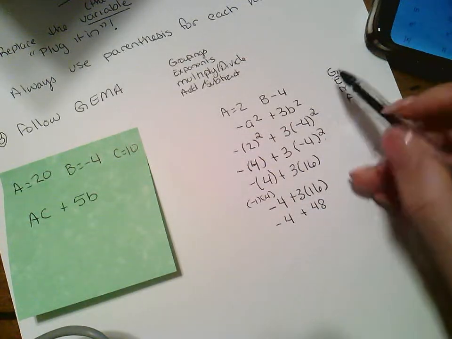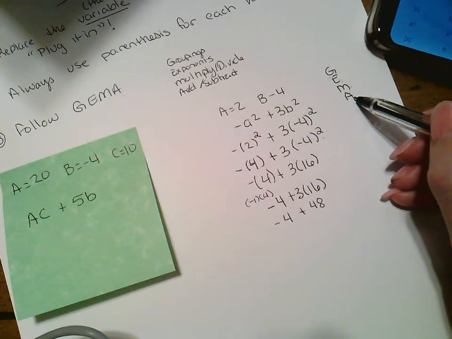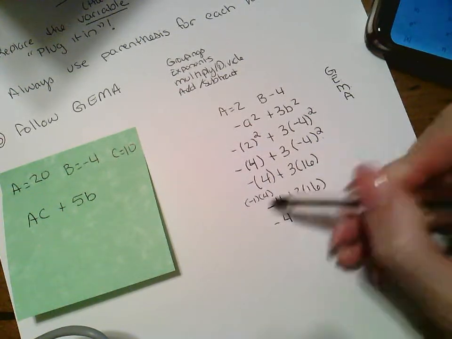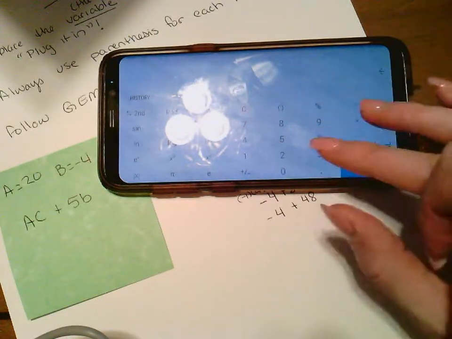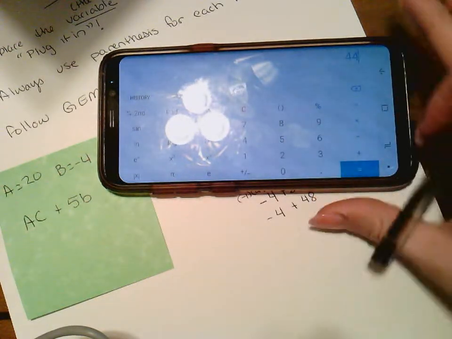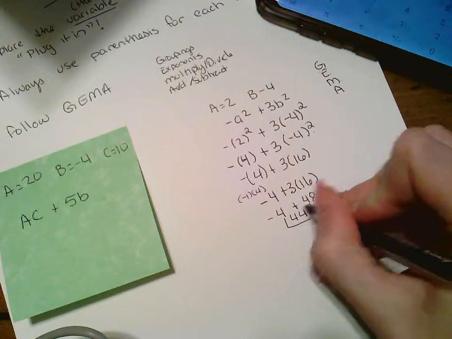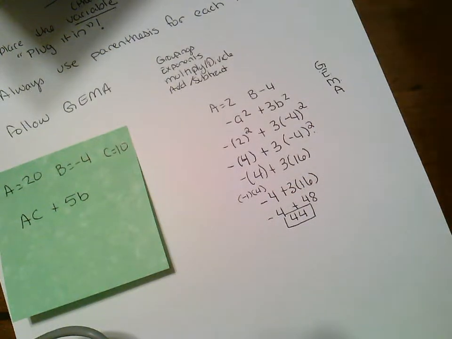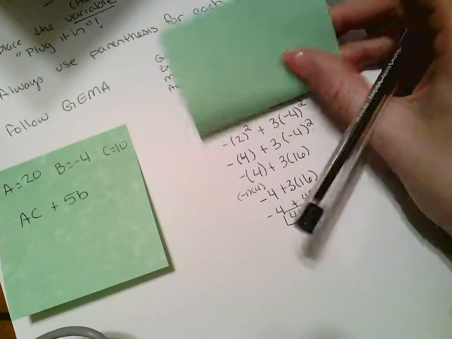My last step in GEMMA, now that I have done all of these, is addition or subtraction. Looking at this, I now have negative 4 plus 48. And my answer is 44. That is my final answer. So I can go ahead and cover it up with my sticky note so that next time I can go back and look at it and all the work is right there for me.